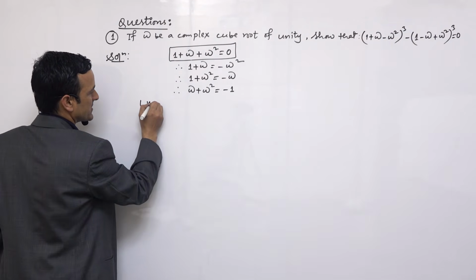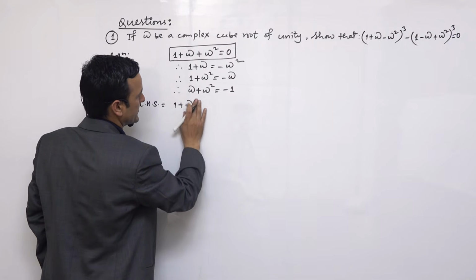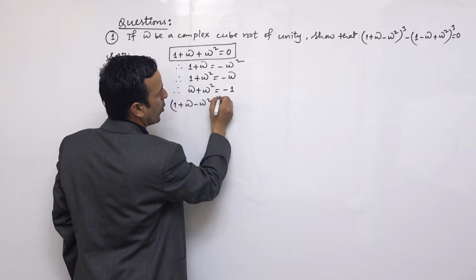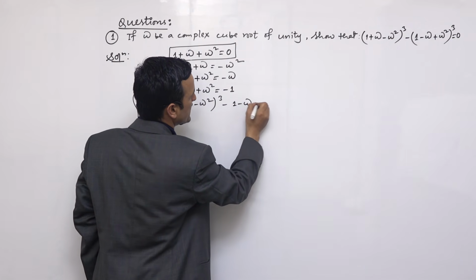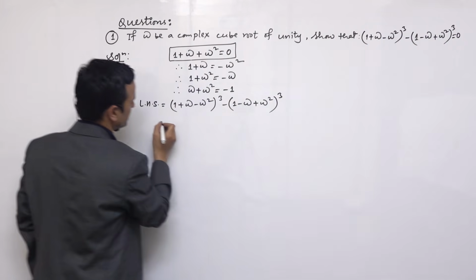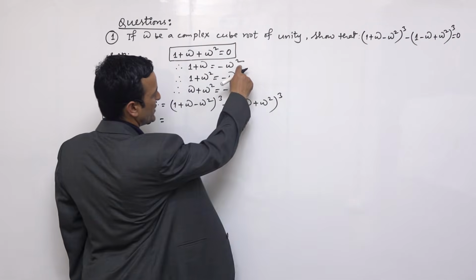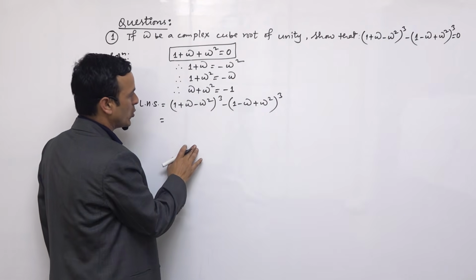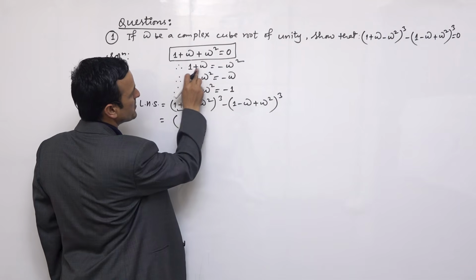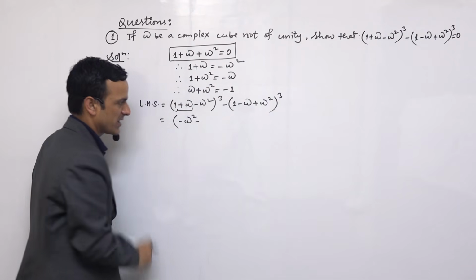So let's write the LHS from here. 1 plus omega minus omega square, whole cube, minus 1 minus omega plus omega square, whole cube. So let's simplify it. By using this property, we can show the solution. Now 1 plus omega means minus omega square. So write down minus omega square.